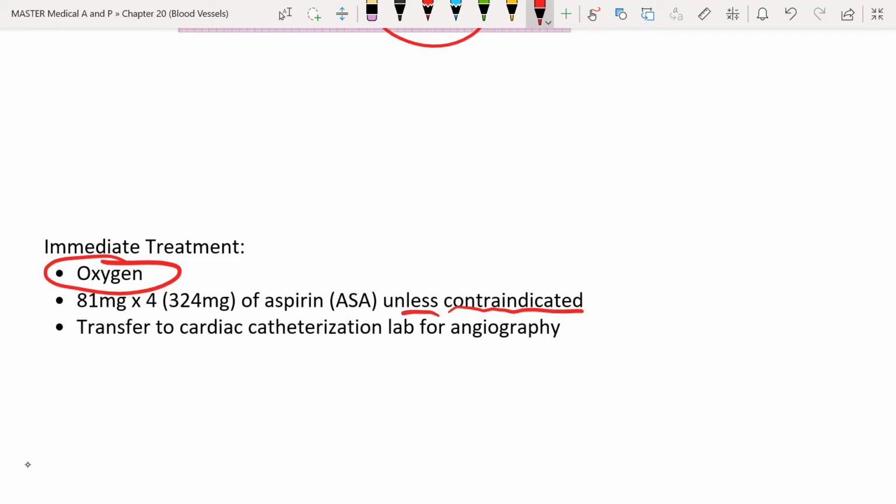But here's where the patient needs to be: the cardiac catheterization lab for angiography and for potentially balloon angioplasty. And if that doesn't work, the patient may need open heart surgery.